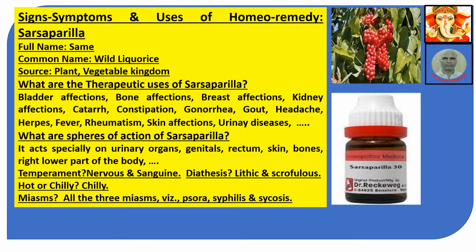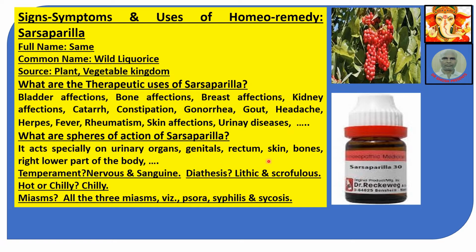Signs, symptoms and uses of Homeo-Remedy Sarsaparilla. Full name same. Common name wild liquorice. Source plant vegetable kingdom. What are the therapeutic uses of Sarsaparilla? Bladder affections, bone affection, breast affection, kidney affections, catarrh, constipation, gonorrhea, gout, headache, herpes, fever, rheumatism, skin affection, urinary symptoms, etc. What are the spheres of action of Sarsaparilla? It acts especially on urinary organs.